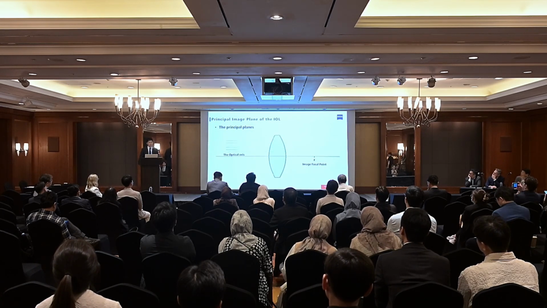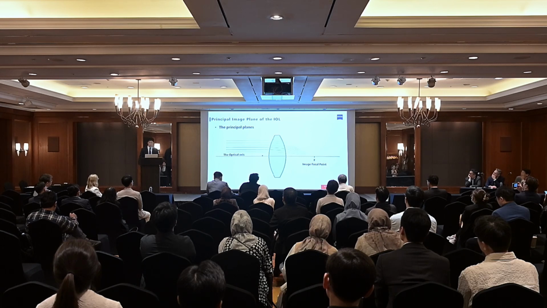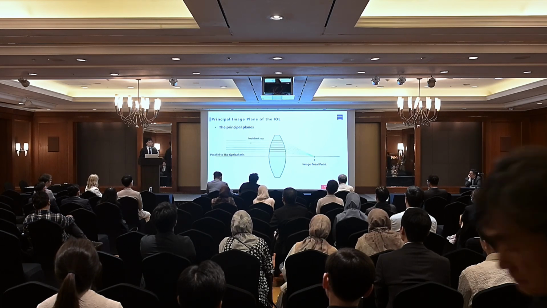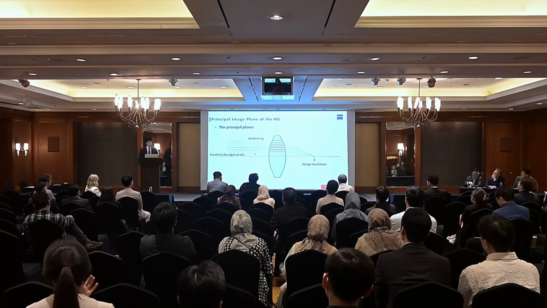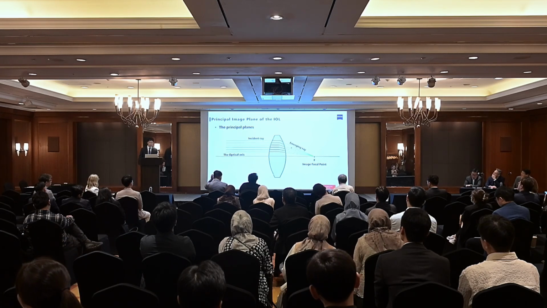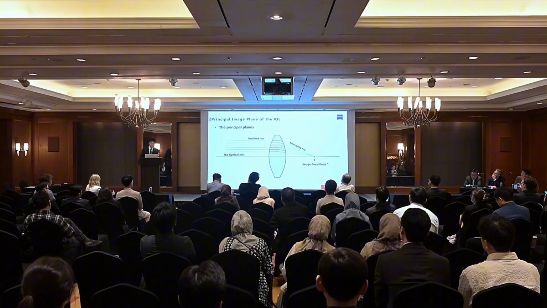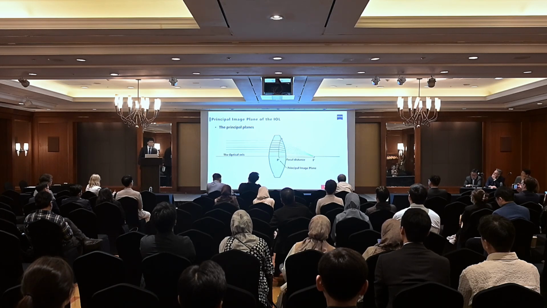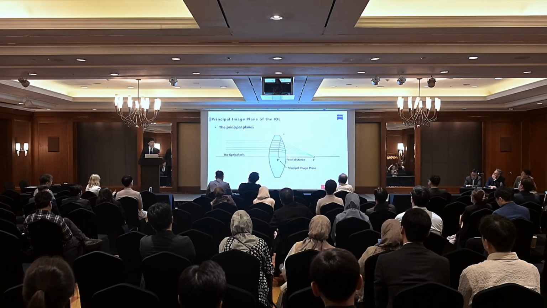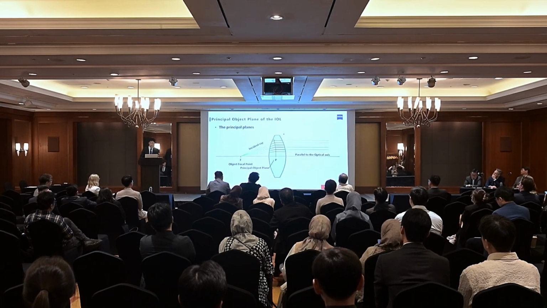To determine the location of the principal plane of the image plane, first draw an incident ray parallel to the optical axis. Then extend the backward projection of the emerging ray that is reflected at the second surface of the lens and directed toward the image focal point. The points where these extended lines intersect define the principal image plane of the IOL.